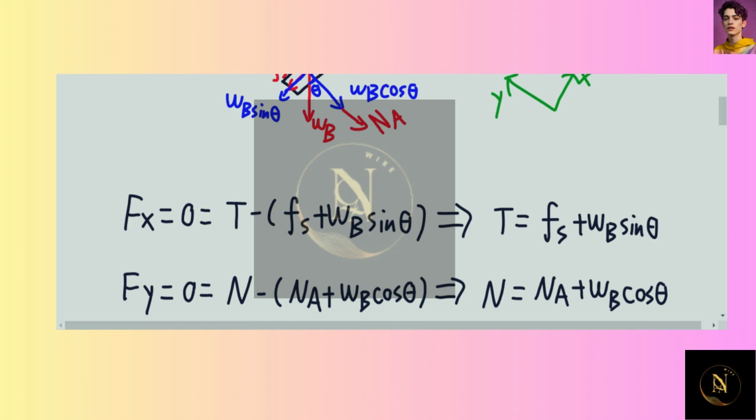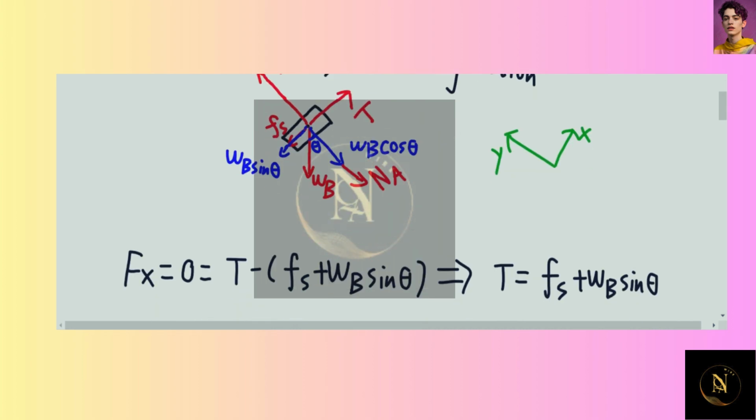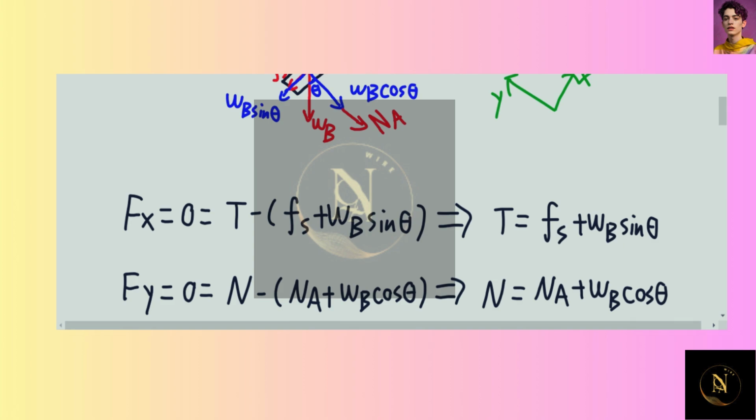There's no friction between block B and the surface, since there's no coefficient of friction between block B and the inclined surface. The black arrow here is the direction of the impending motion for block B. Since there's an angle theta here, we can decompose WB into WB cosine theta and WB sine theta.